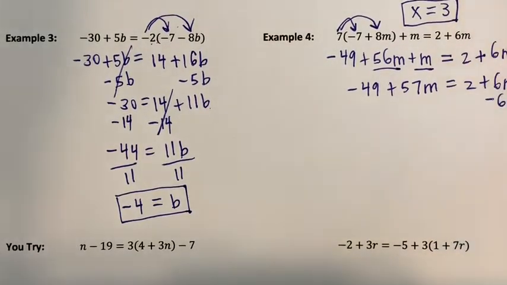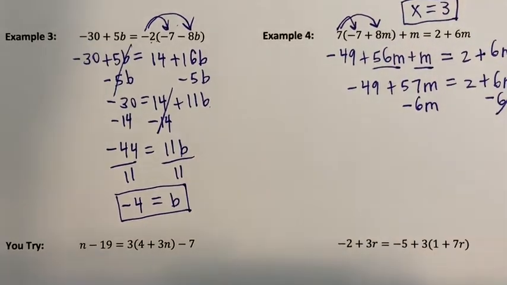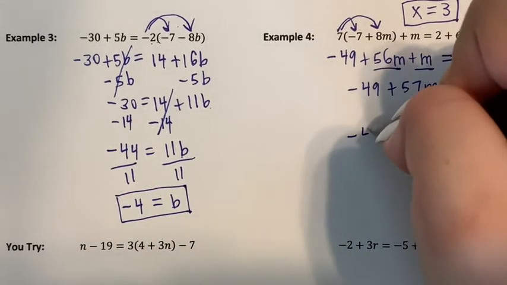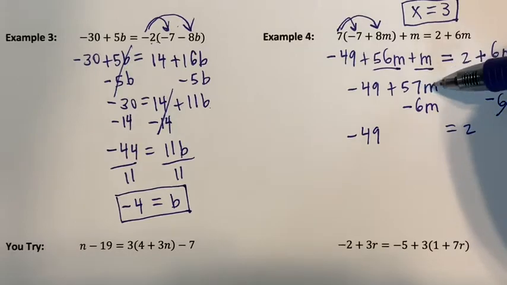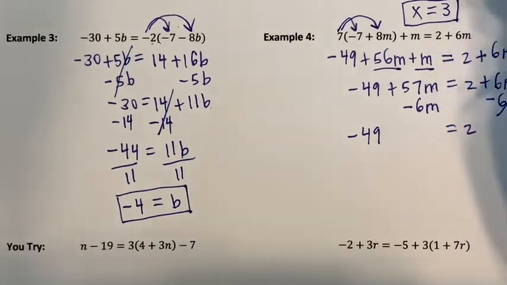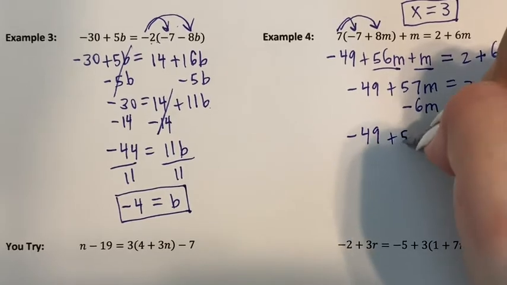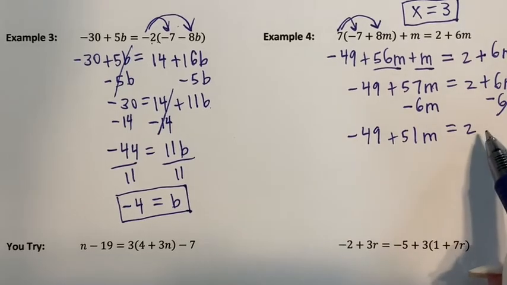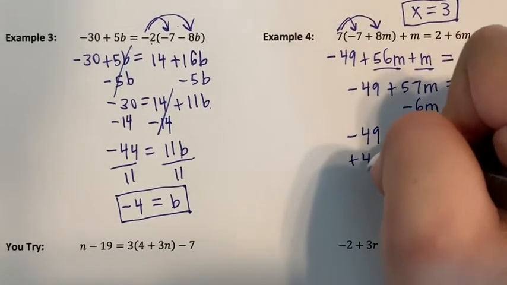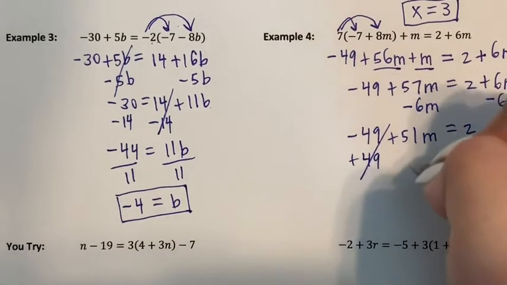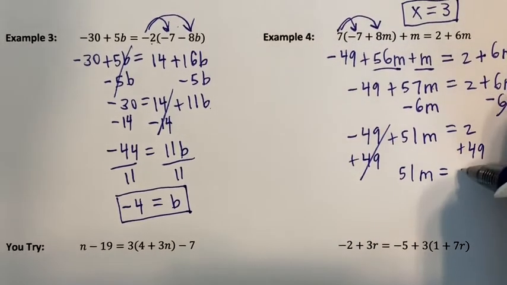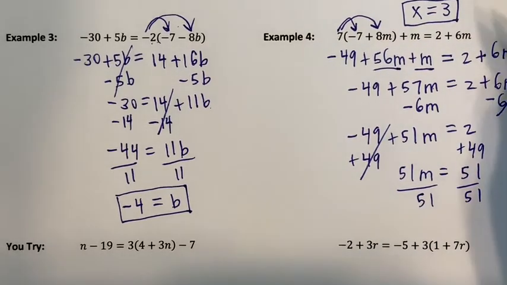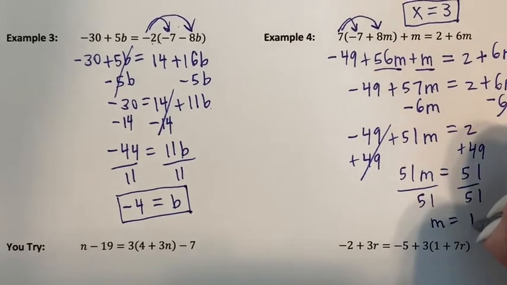So if I'm moving a positive 6m, I need to subtract 6m from each side. So on the right, I'm left with 2. And on the left, I have this constant, -49 out front. Can combine my m's. 57m minus 6m gives me plus 51m. Now I need to get this -49 to be on the same side over here with the constant, so I can do plus 49 plus 49. I get 51m equals 51. So then when I end up dividing by 51 on each side, I'm left with m equals 1.